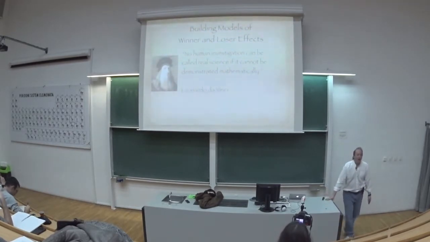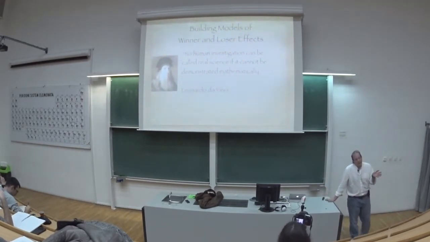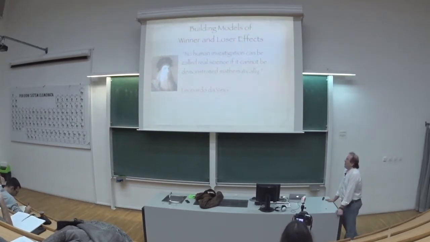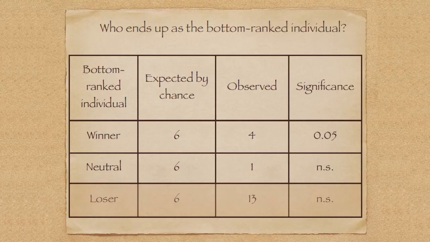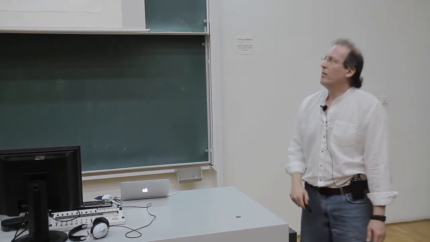What I want to do now is think about winner and loser effects from a theoretical perspective. And in particular, I want to see whether or not these effects help us understand something that we've known about in nature for a very long time, but never really have been able to explain. And that problem goes like this.